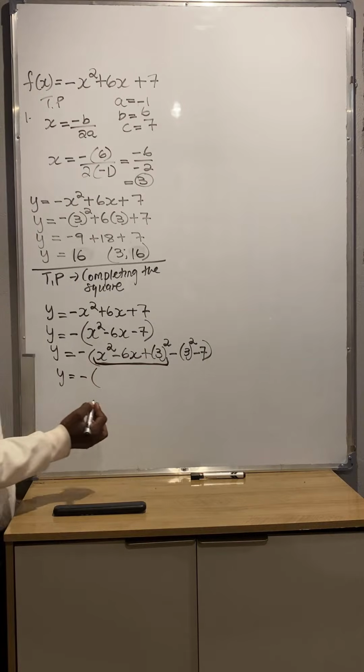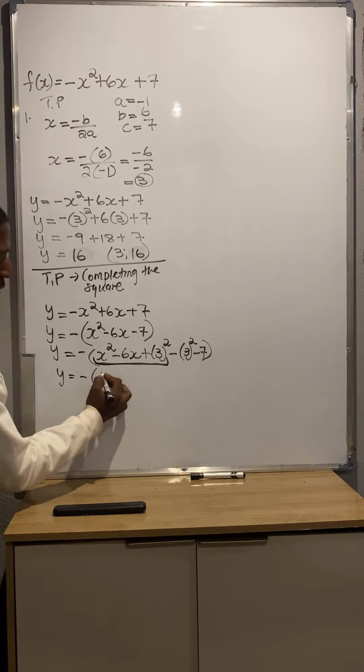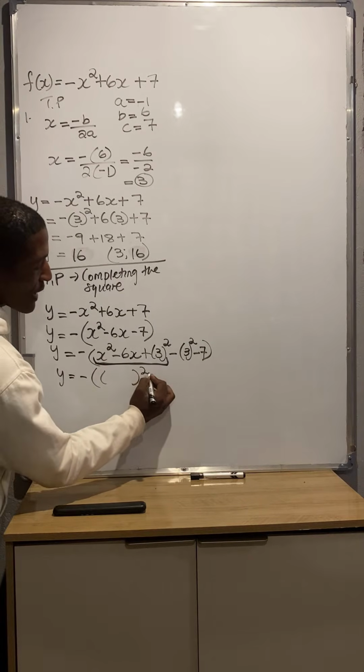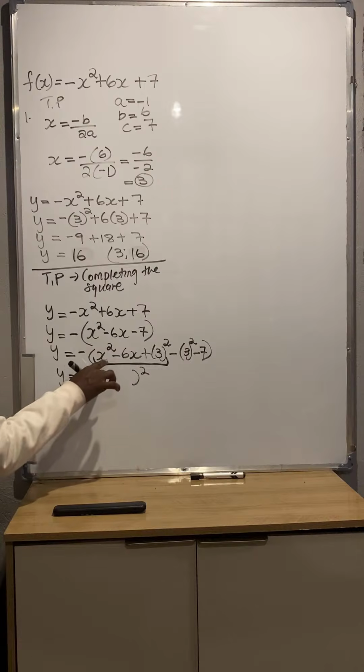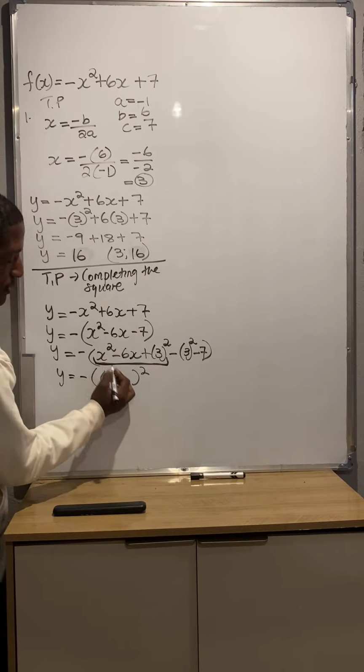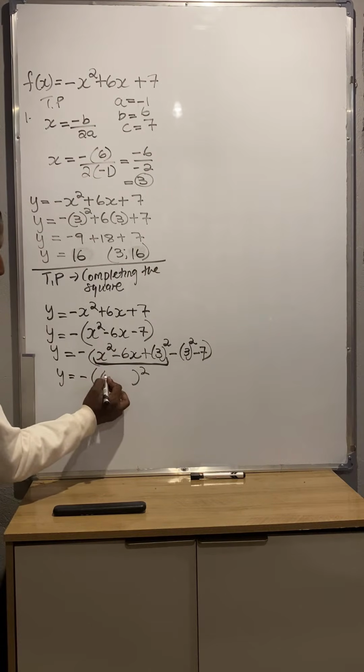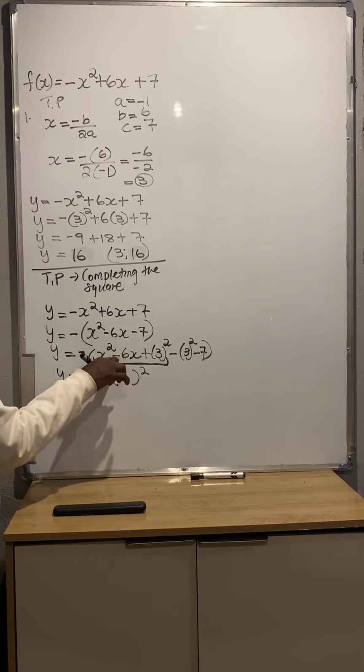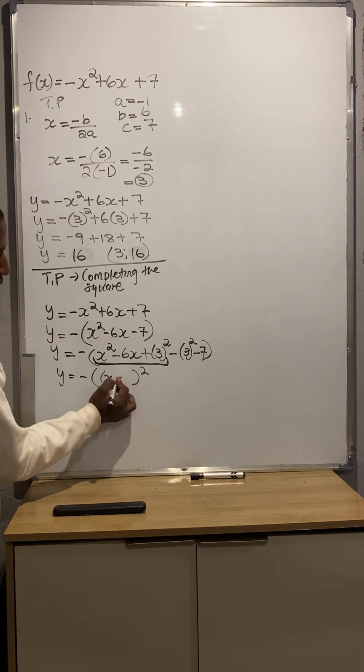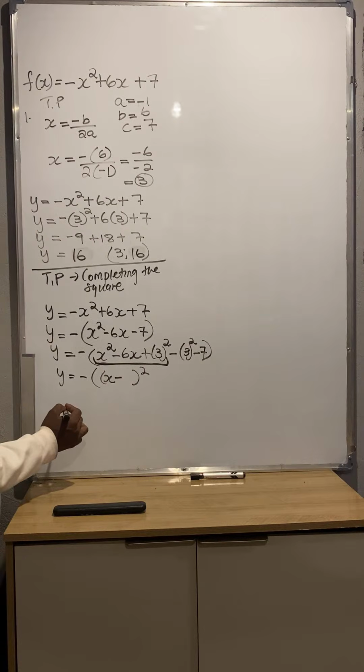Guys, we are going to factorize this one. How do we factorize it? It will be open bracket, close bracket, squared. Then what do we factor out? We want to factor out x, and since there is a minus, we want to have a minus.